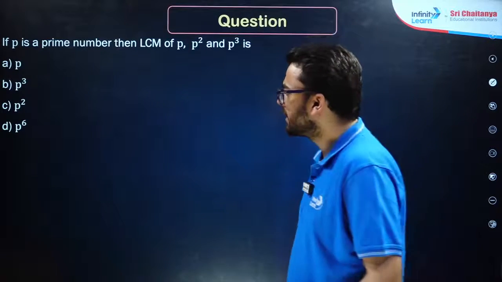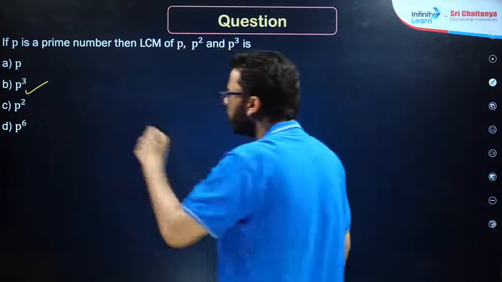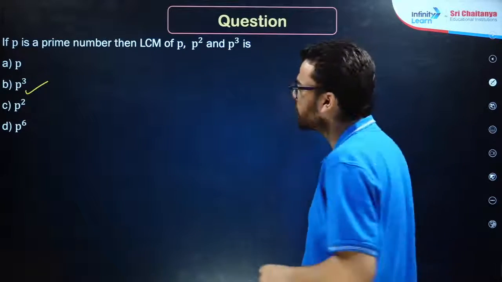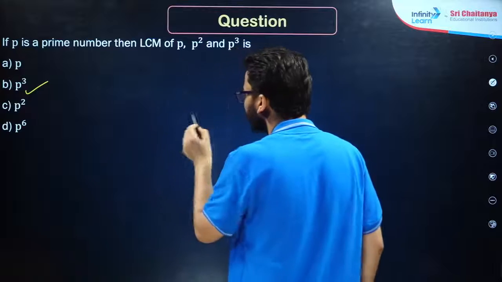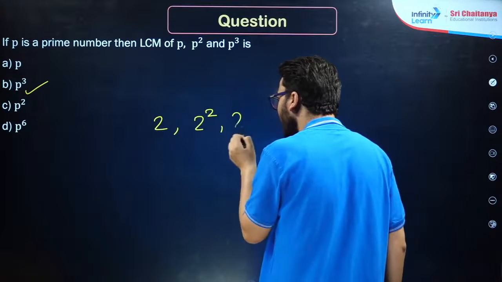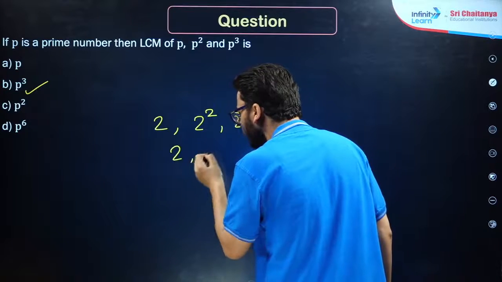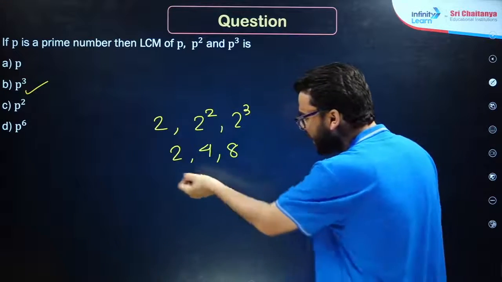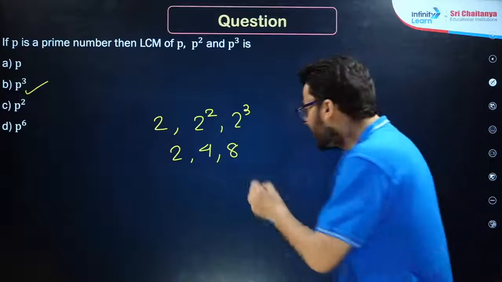Correct, very good. That will be P cube. Why is it P cube? See, understand one thing. P is a prime number. For example, you take 2, then 2 square, and then 2 cube. So basically 2, 4 and 8. What will be their LCM? The LCM will be 8, right?